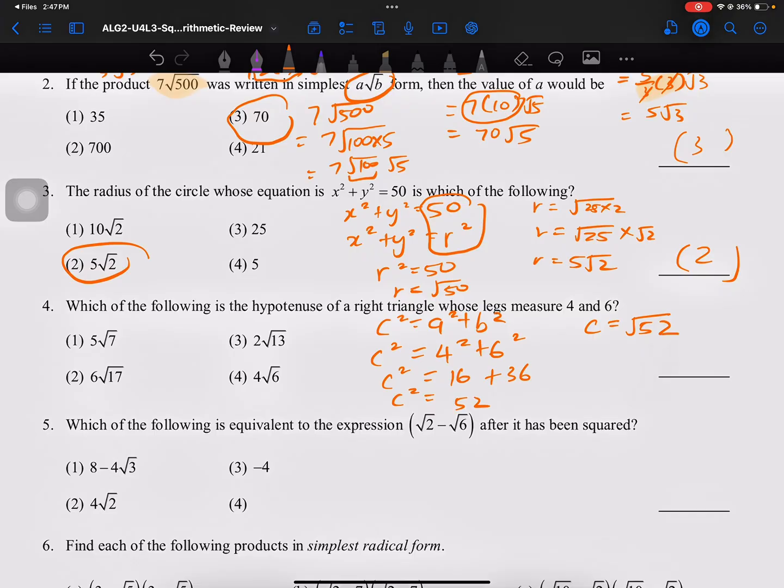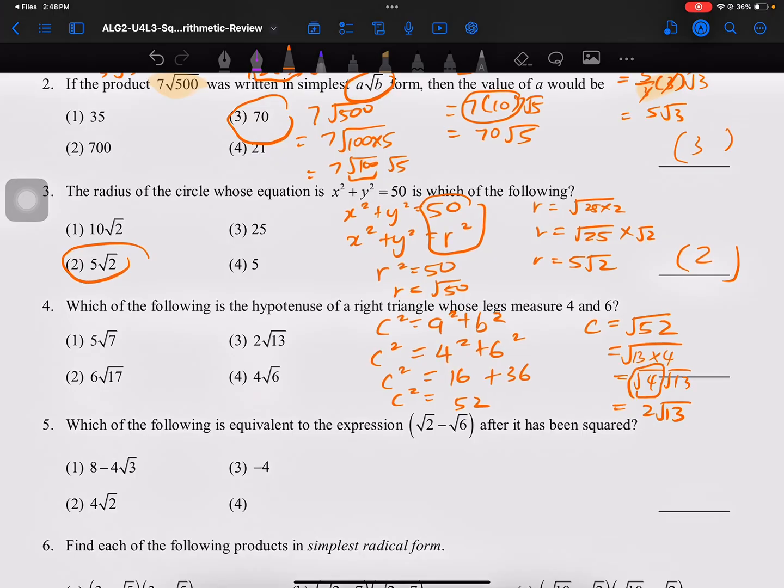However, we can simplify the square root of 52 into simplest radical form. So we can find a perfect square inside 52. 52 is 13 times 4. So the square root of 13 times 4, the square root of 4 times the square root of 13, changes this into 2 square root of 13.